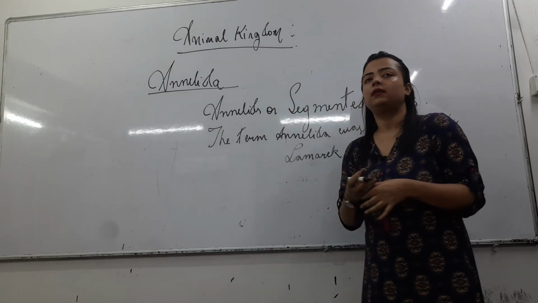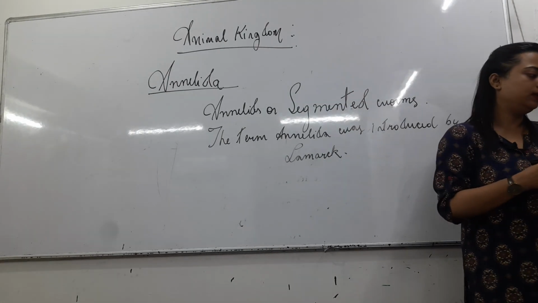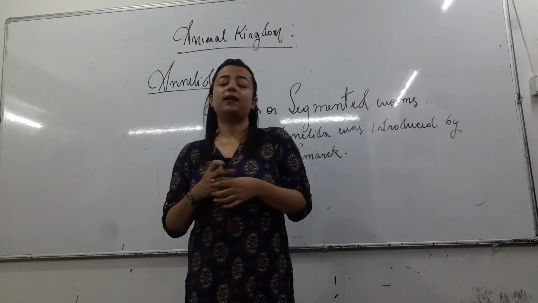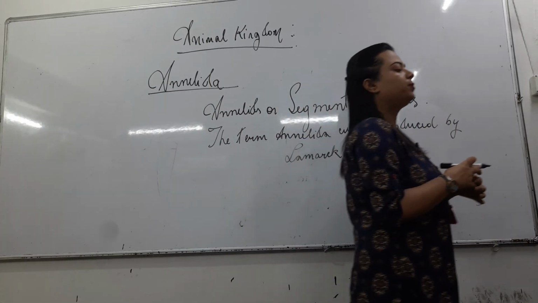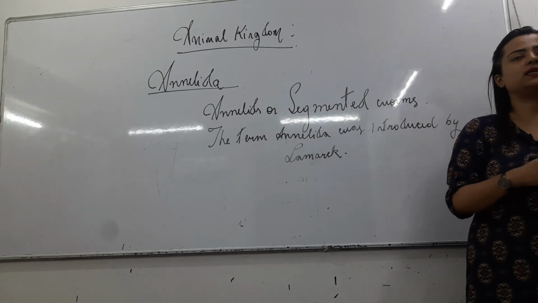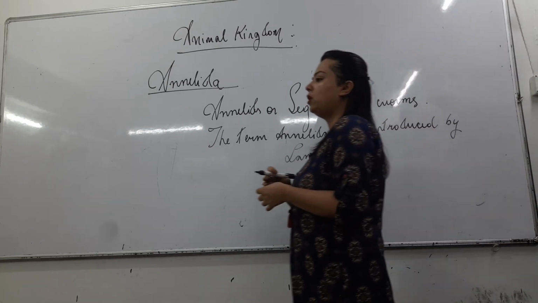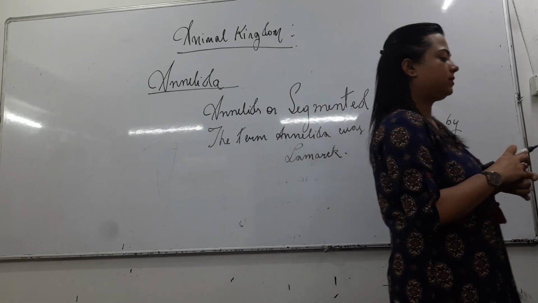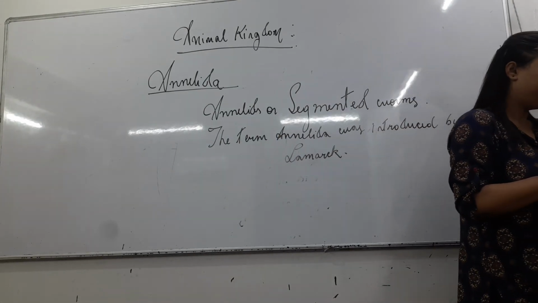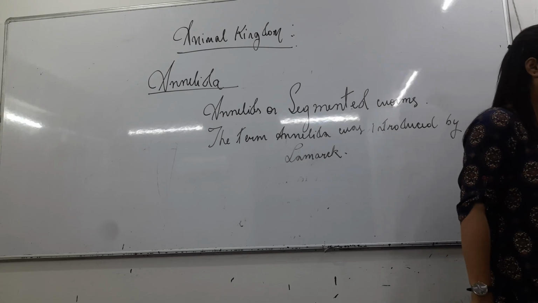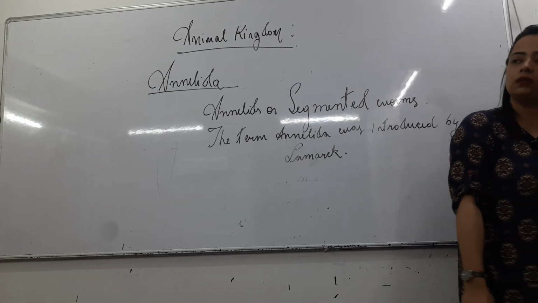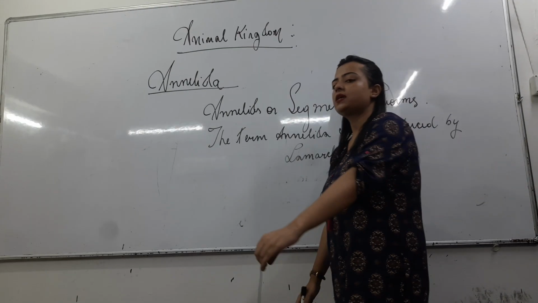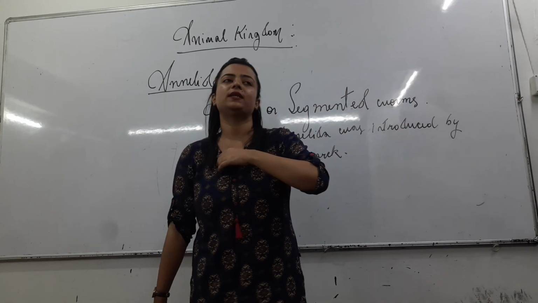Next point, they are bilaterally symmetrical, triploblastic, true coelomates. True coelomates means they have coelom which is covered by mesodermal cells. They are true coelomate animals.